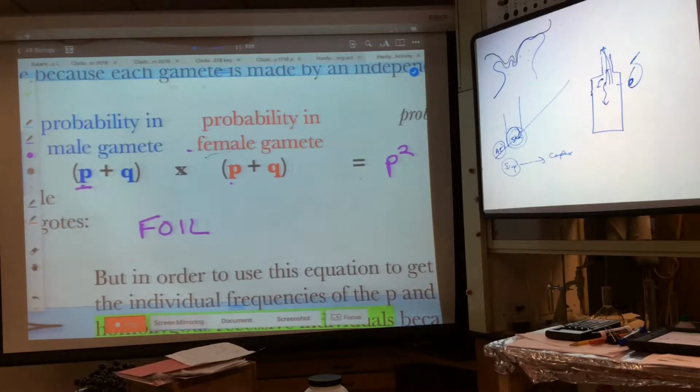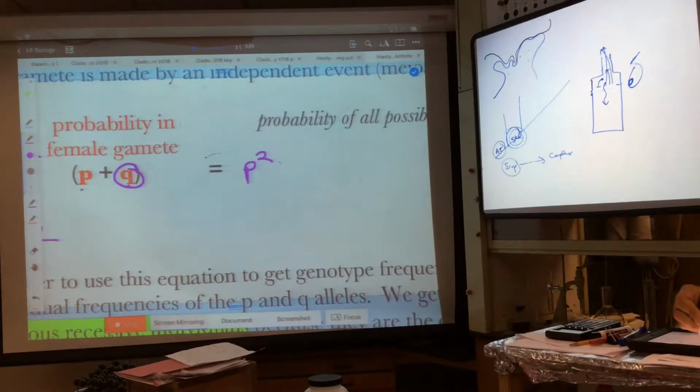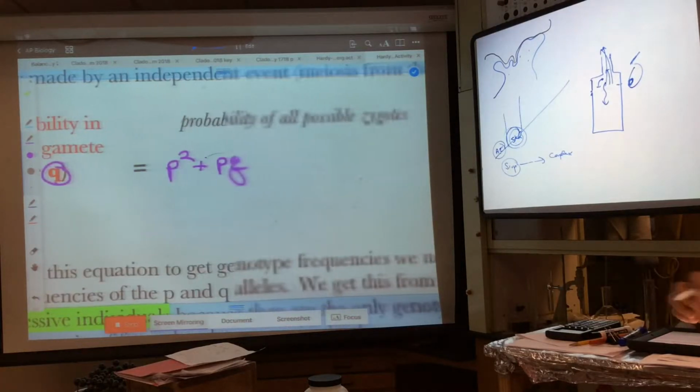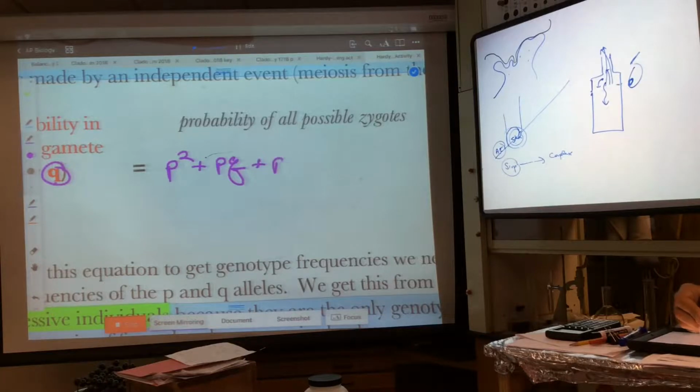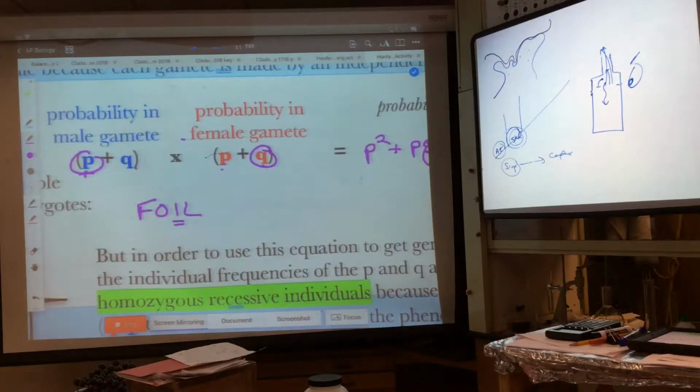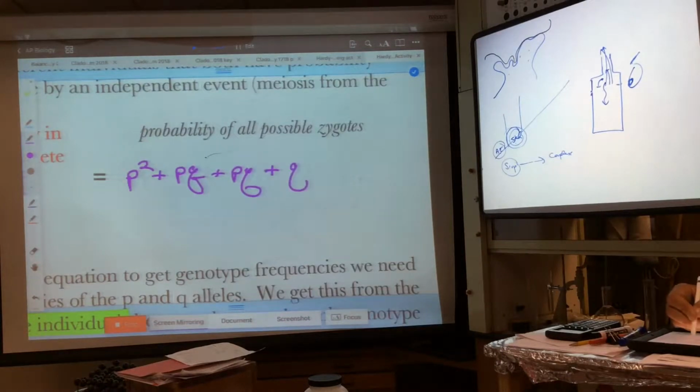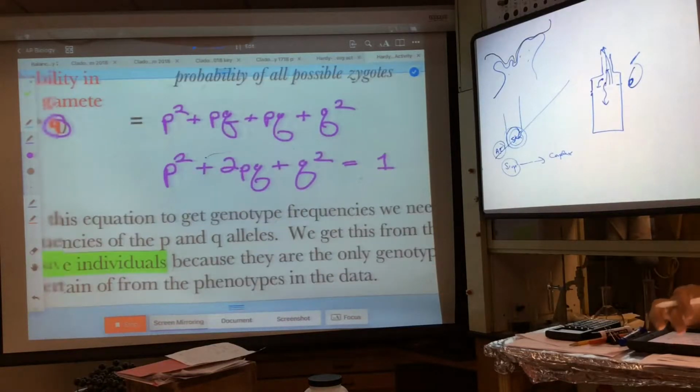Then I do outer: p times q. These are my outer ones, so that gives me plus pq. And then I do my inner: again, p times q is again pq. And then I do last: q times q, and that's q squared. If I simplify, I get p squared plus 2pq plus q squared. Now this equation equals 1, and this is so important.